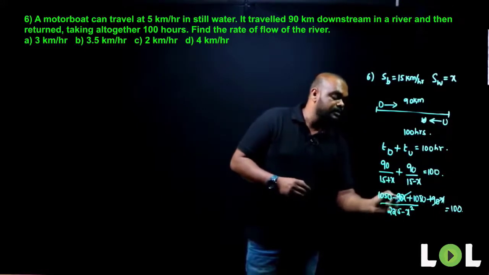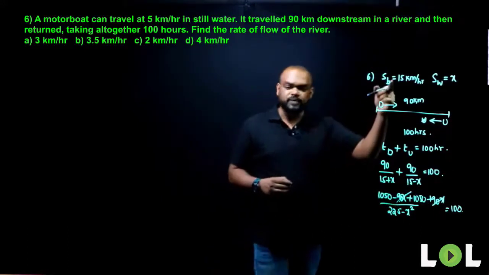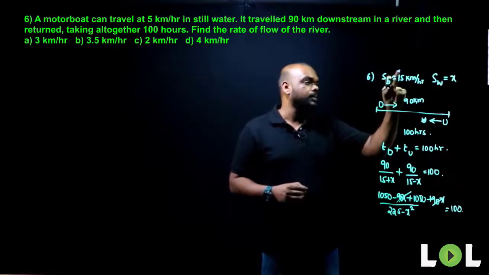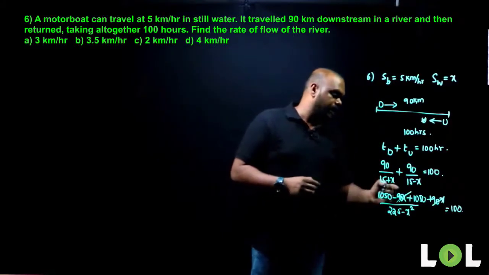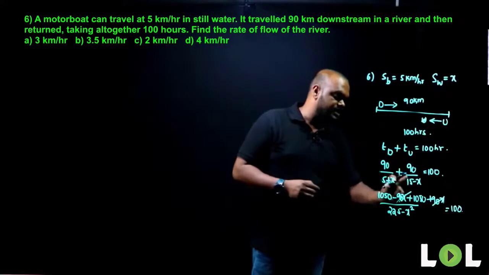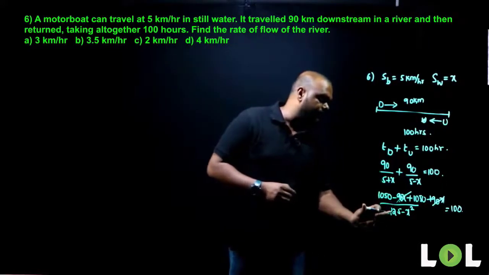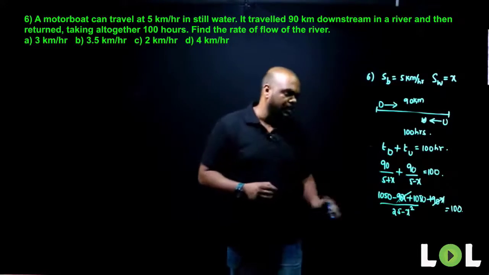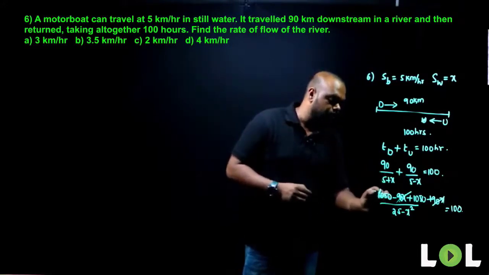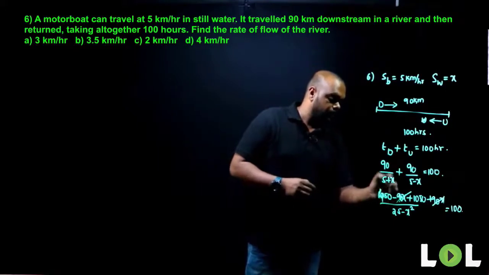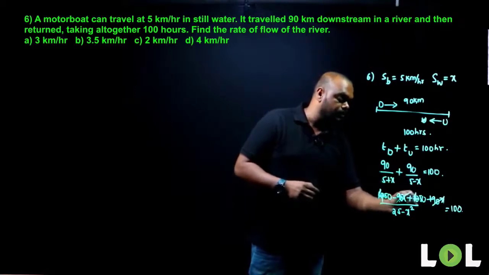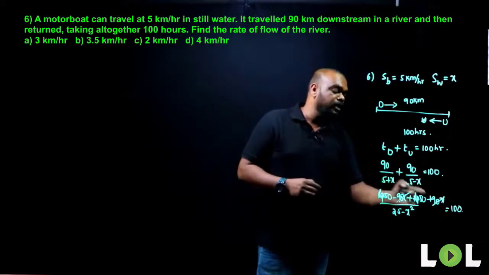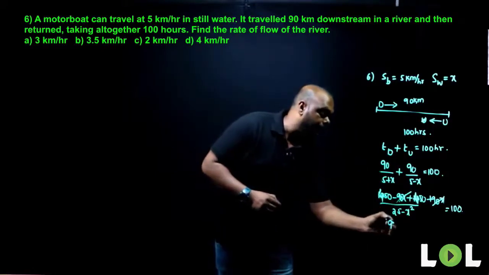Oh, SB is 5 km per hour. I'm sorry guys. SB equal to 5. Nothing major changes. It is 5 plus x and 5 minus x. This is not 225, this is 25. 90 into 5 is 450, minus 90x, plus 450 again, plus 90x. The 90x terms get cancelled. 450 plus 450 is 900.